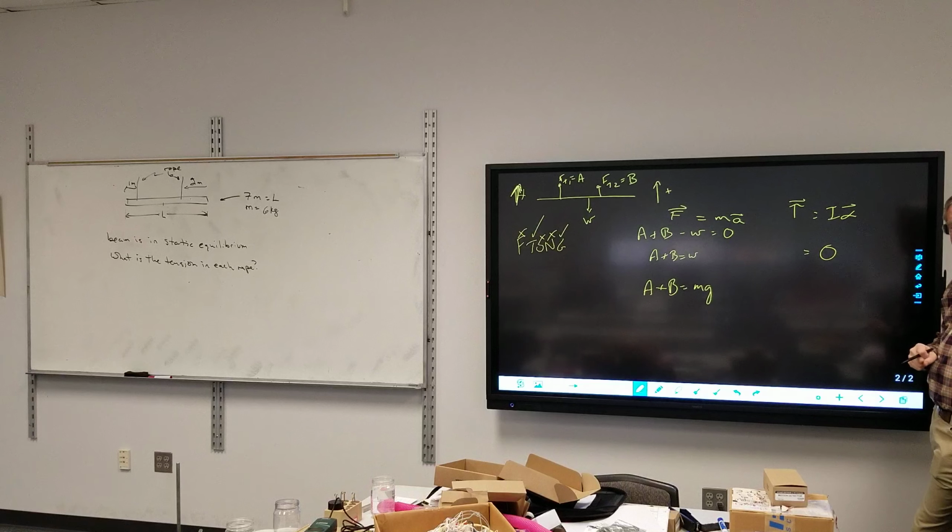So we need to figure out the torques. But to figure out torques, we need to figure out where the axis of rotation is. But it's not rotating. So where do you put your axis of rotation for something not rotating? Right in the middle. Okay, anyone else?